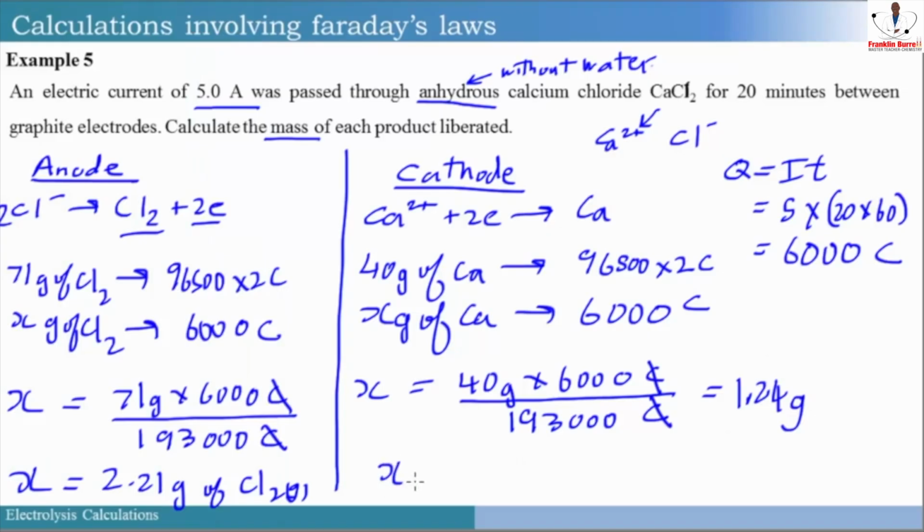And so we can now write, so the mass of chlorine liberated would be 2.21 grams, and the mass of calcium deposited would be 1.24 grams. I said liberated for the gas because it has been produced and given off into the air, while the calcium metal will be produced and found on the cathode. So this is the calculation for this problem. Finally, let's look at calculating two gases liberated from a dilute acid.